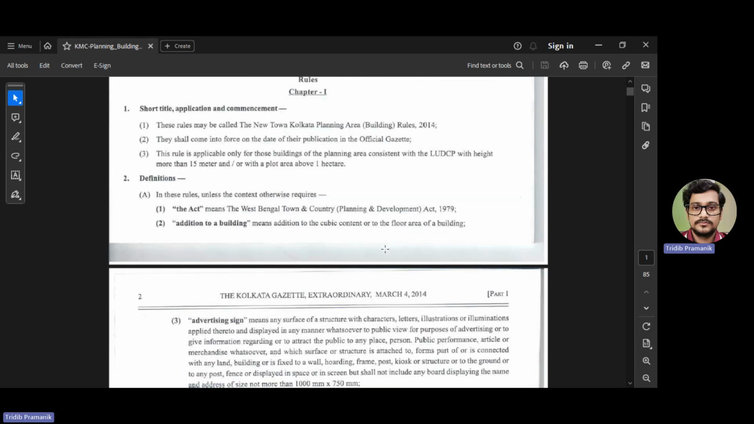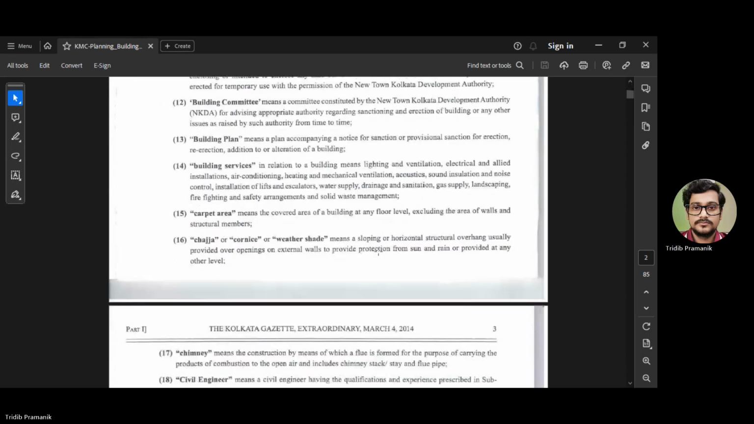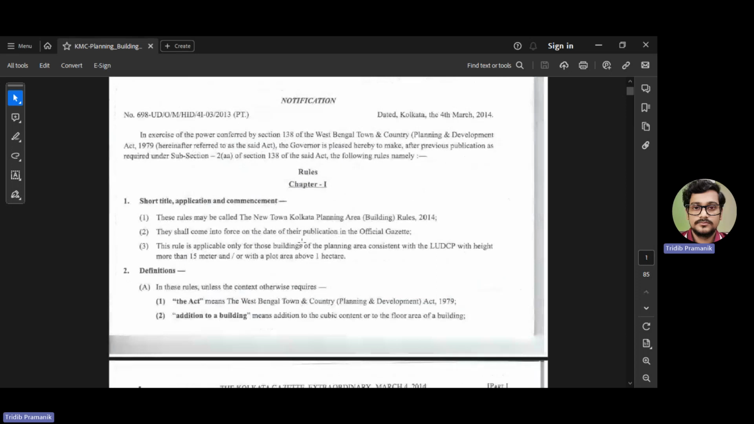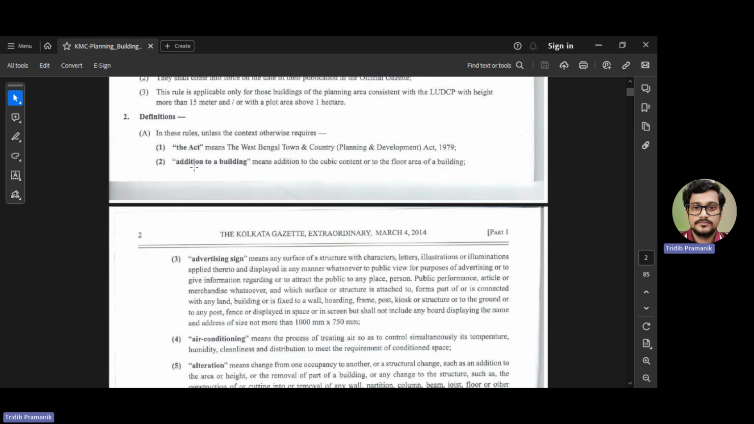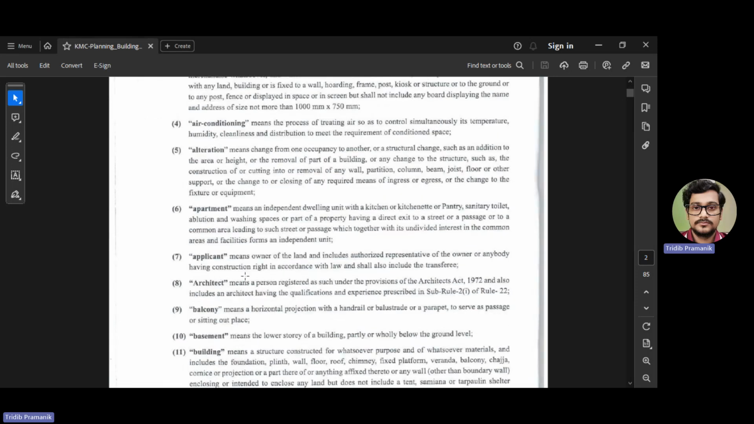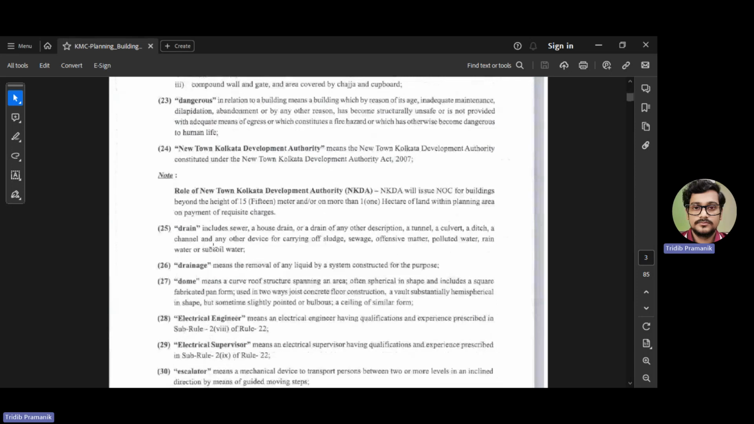So many things are written here. We will just go through the important points. If you open here, you can see in front we have many important definitions, like the act, addition of building, alteration, apartment, applicant, architect. So these things we will see.